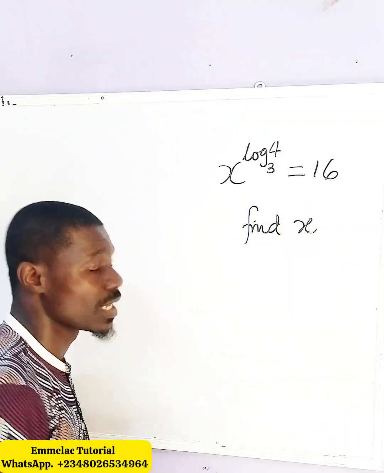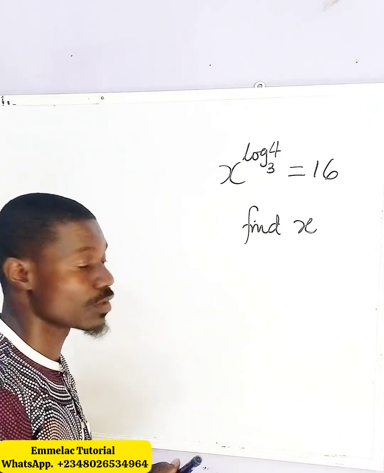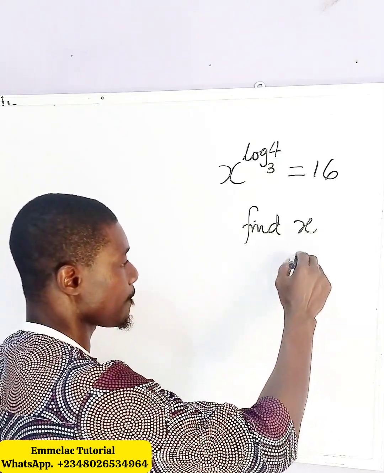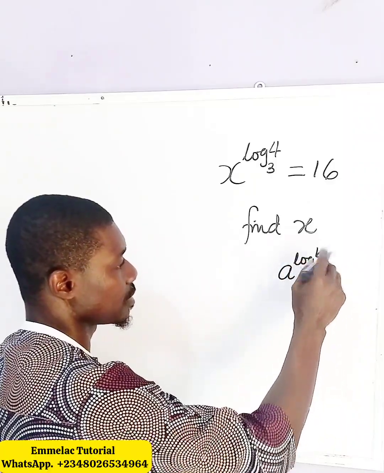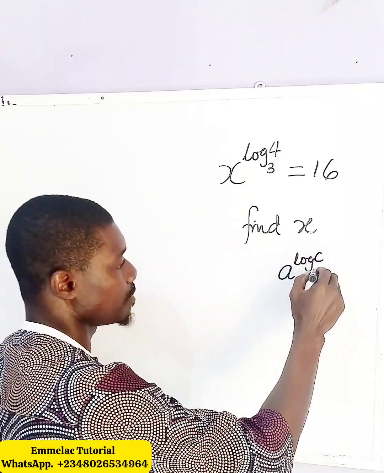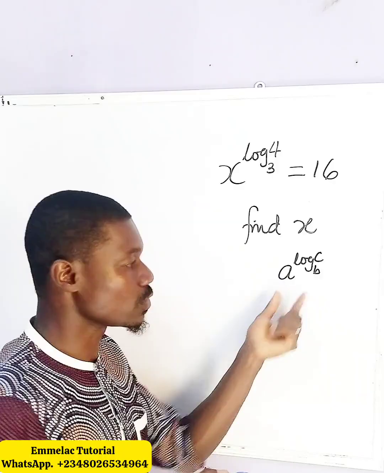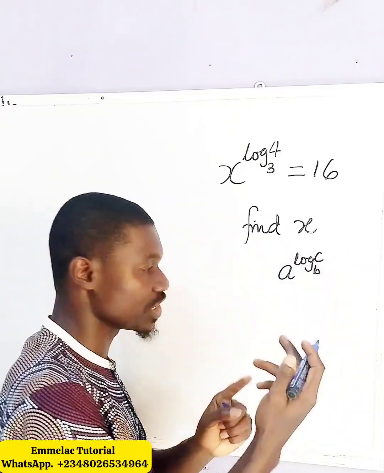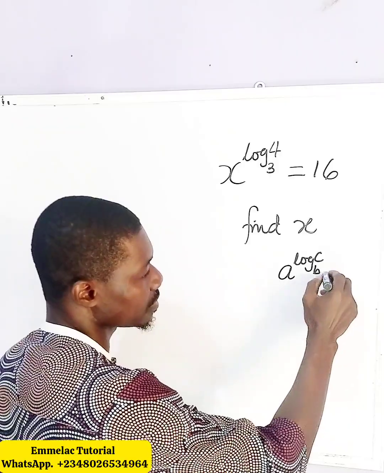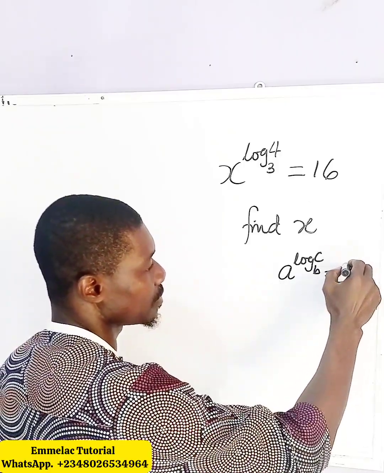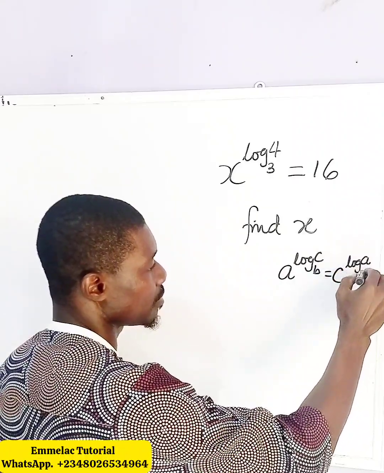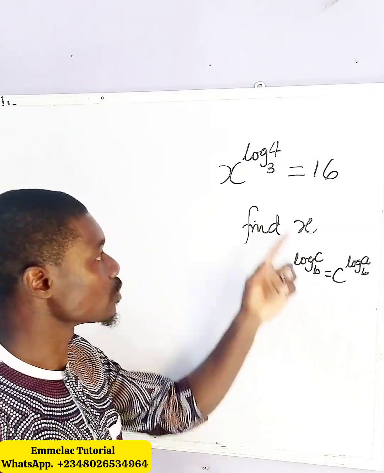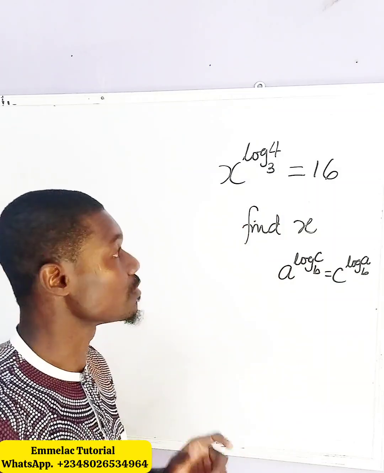First of all, let us look at this rule in logarithm that says if you have a raised to the power of log of b base c, now this also can be, the base here and the argument of the log can interchange, so we can still have it as c raised to the power of log a base b. Okay, now if this is true, let us apply this law to the left hand side of this equation.